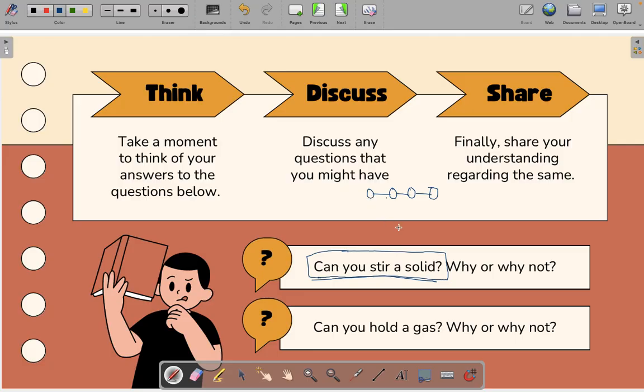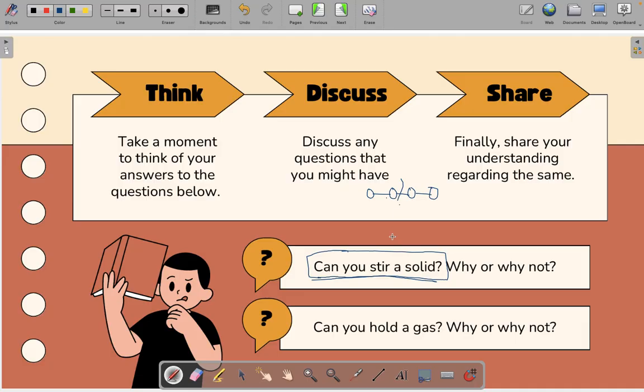So when you are stirring a solid, you want to put your spoon say around here, right? You want to separate these particles when you stir a solid, which is not possible because they are held very close to each other. That is why you cannot stir a solid.